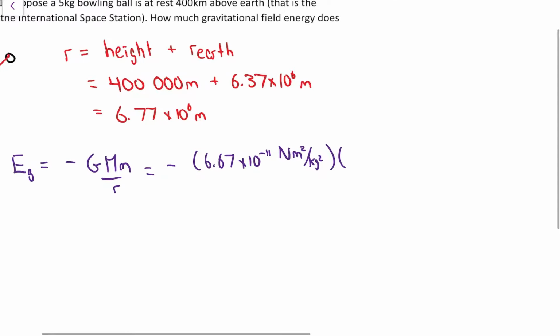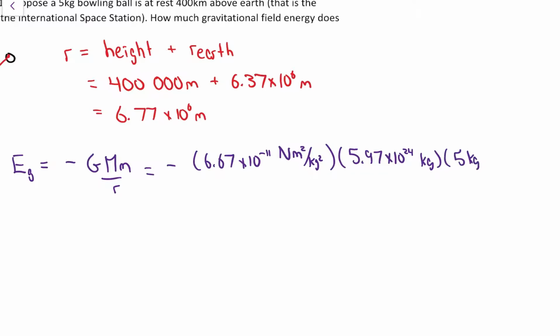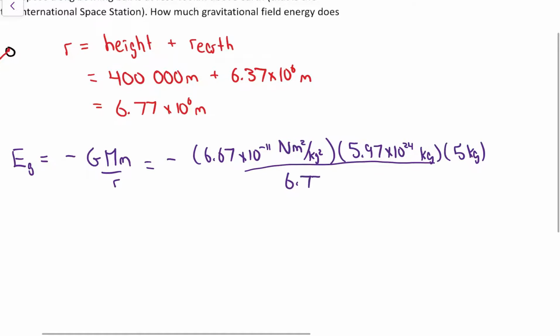The mass of the Earth is 5.97 times 10 to the 24 kilograms. And then our bowling ball is 5 kilograms. Divide all that by the R value, which was the new math, 6.77 times 10 to the 6, and that's a number in meters.